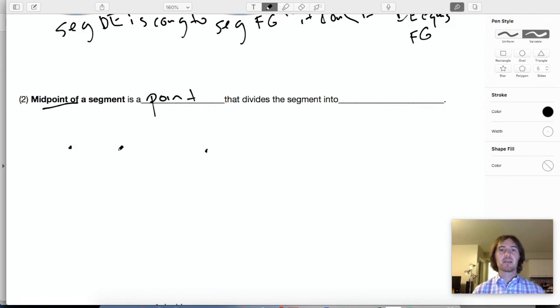Okay, so let's get a segment AB again. What do you think the midpoint is? About where would the midpoint be? Tell me when to stop when I get to the midpoint of AB. Stop here, right here. Okay, so I'm going to mark this point M.